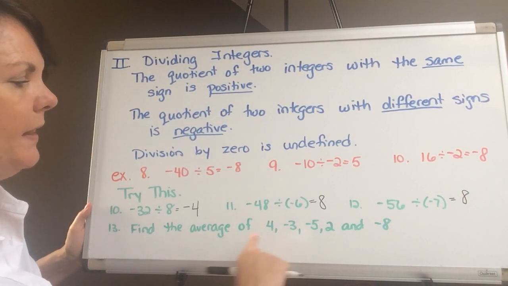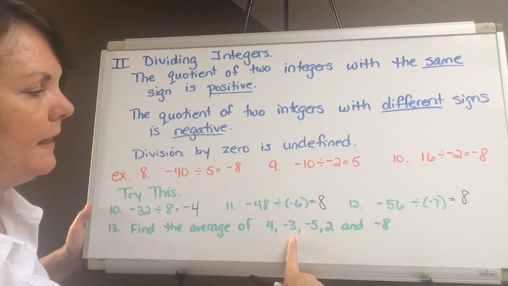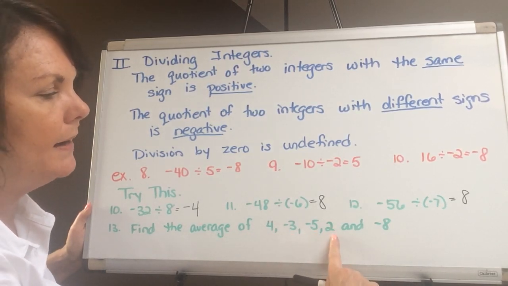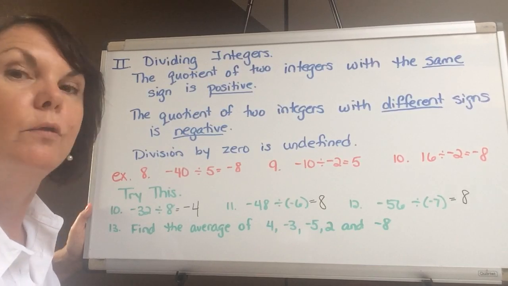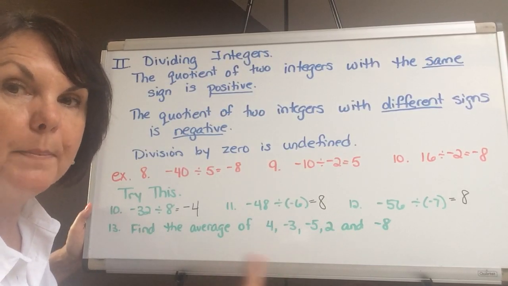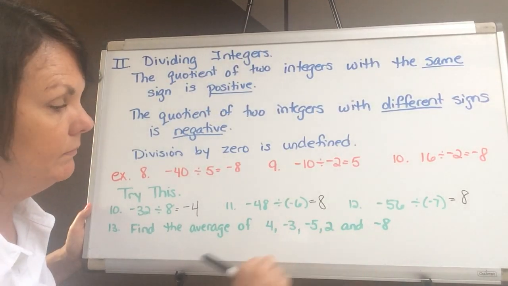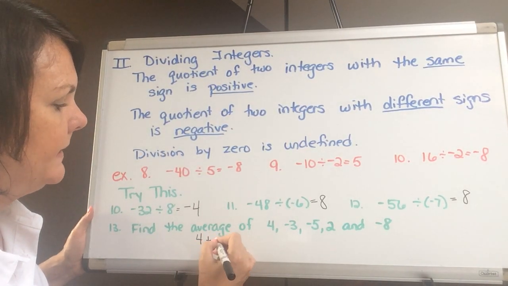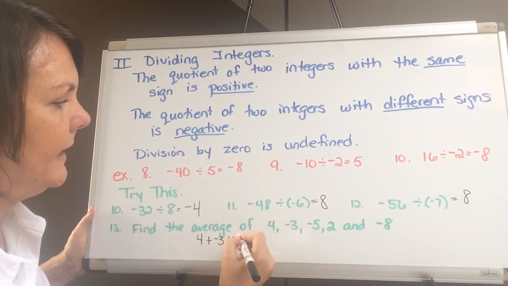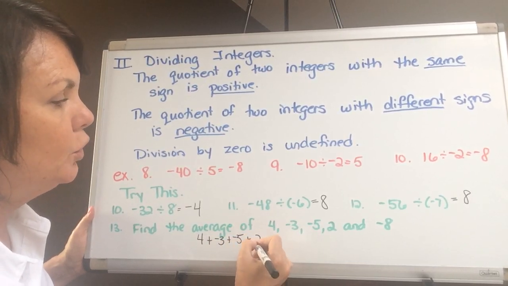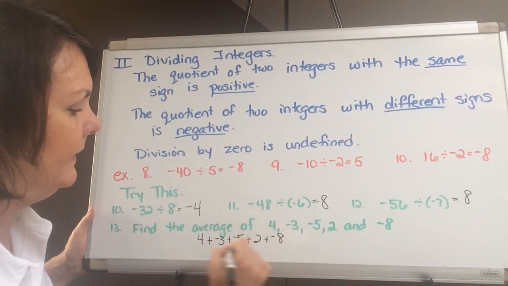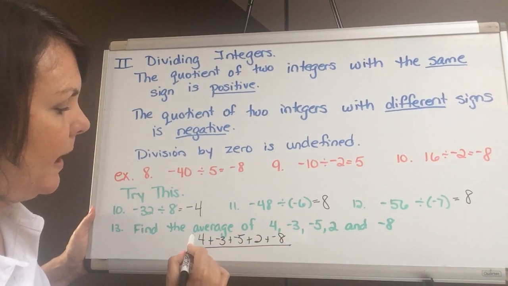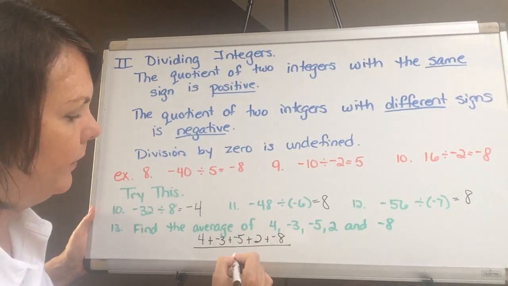Number 13, find the average of positive 4, negative 3, negative 5, positive 2, and a negative 8. Remember, in averages, add them up and divide by the number of numbers you have. So I'm going to add up 4 plus negative 3 plus negative 5 plus 2 plus negative 8, and I am going to divide this by 1, 2, 3, 4, 5.